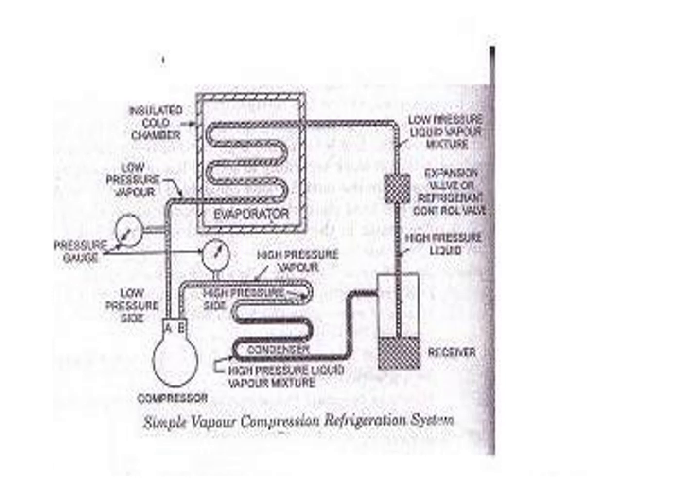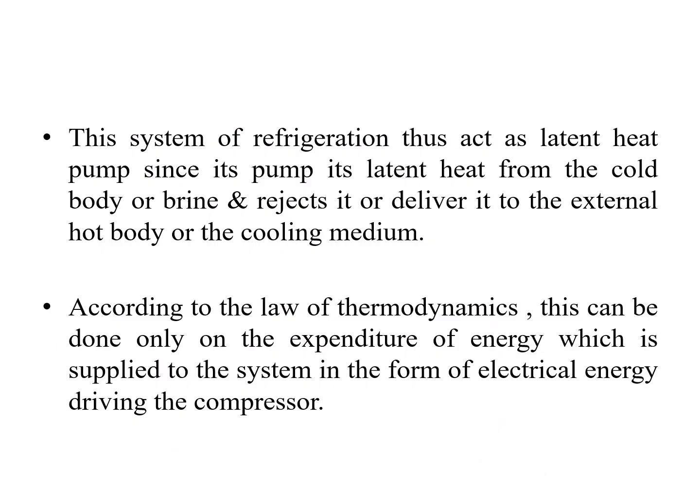So this is the working system of vapor compression refrigeration. As we have discussed, there will be the evaporator with its coil, a receiver, a compressor, a condenser, and a pressure gauge. The pressure gauge will measure the pressure. This system of refrigeration acts as a latent heat pump, since it pumps latent heat from the cold body or brine and rejects or delivers it to the external hot body or the cooling medium. According to the laws of thermodynamics, this can be done only with the expenditure of energy, which is supplied to the system in the form of electrical energy to drive the compressor.